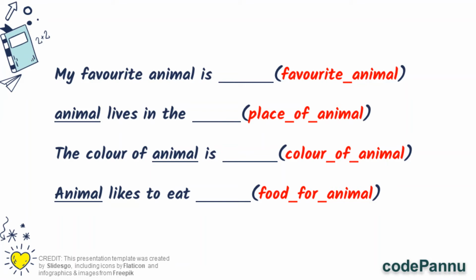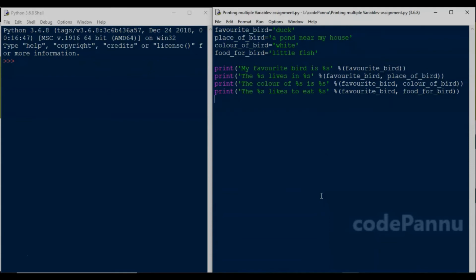So in each line, we are going to print the value of two variables. One will be the favorite animal value and the second one will be either the place or color or food. So let us go to Python and see my essay.